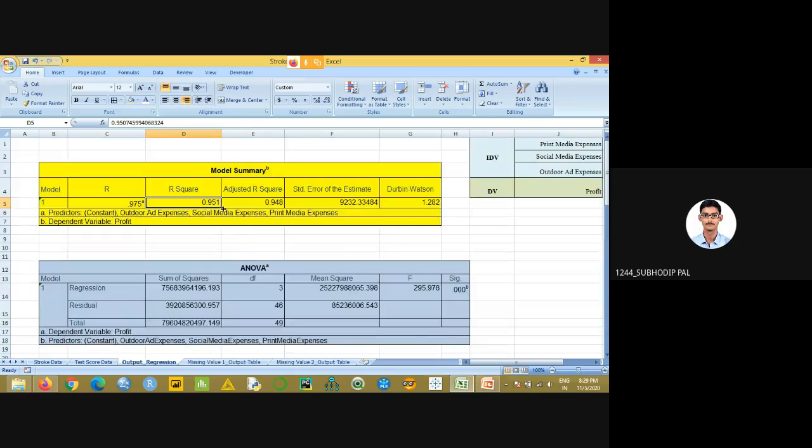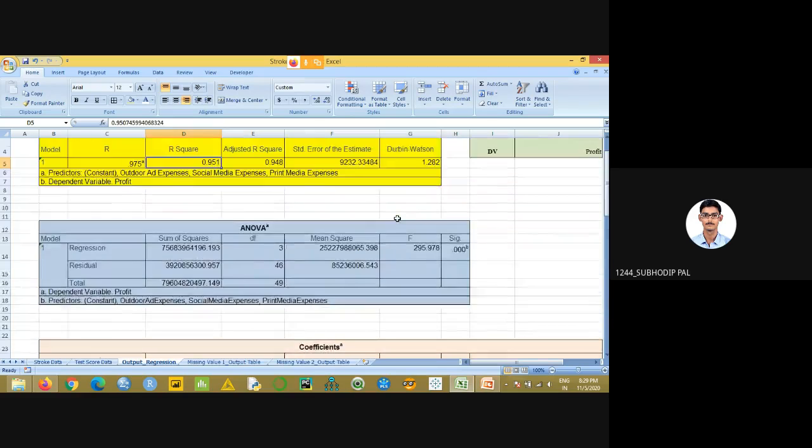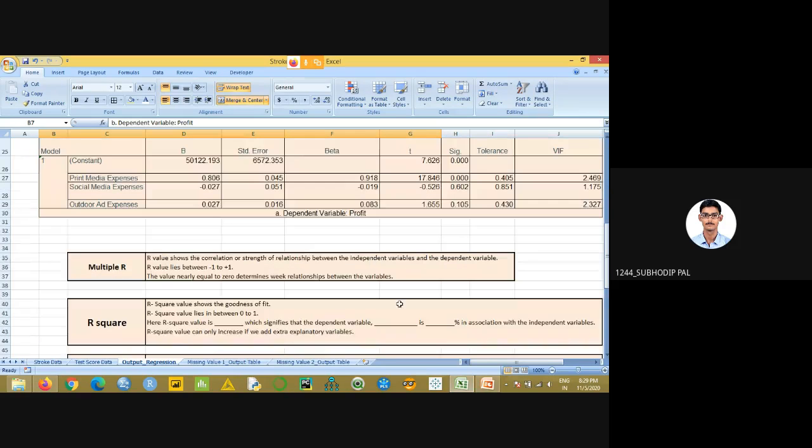0.951, which signifies that the dependent variable, which one is my dependent variable here? Profit, right? My dependent variable profit is, how much was the value? 0.951. So 95.1% in association with the independent variable. 95.1% association. Are you getting it? 95.1% means it's highly in relation.